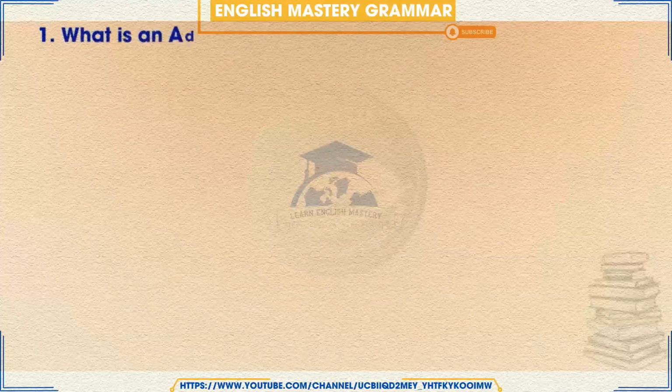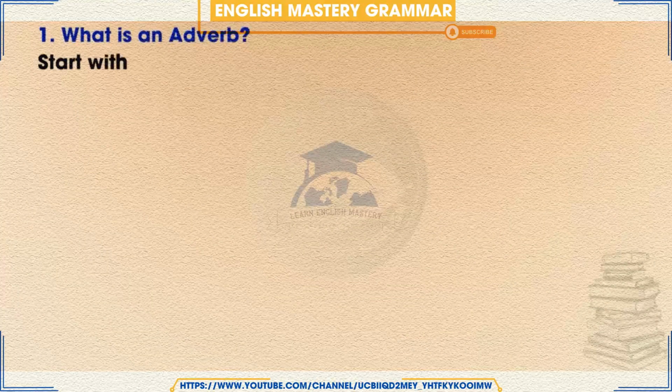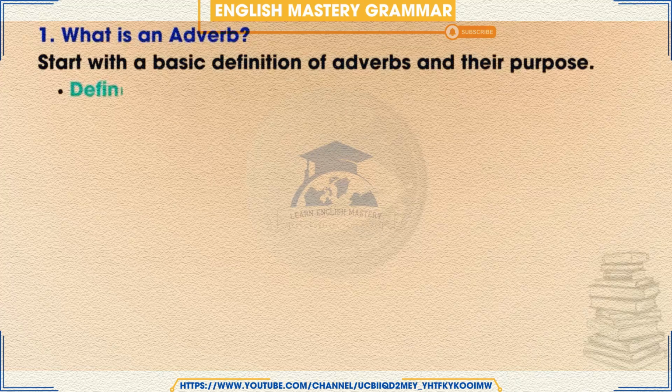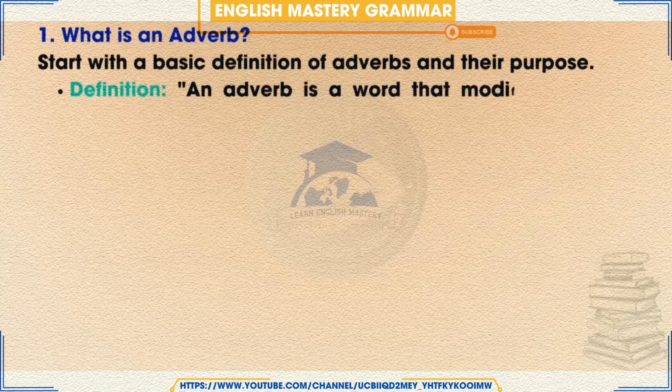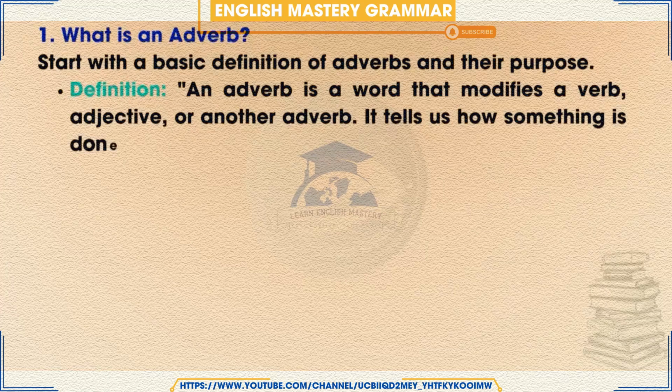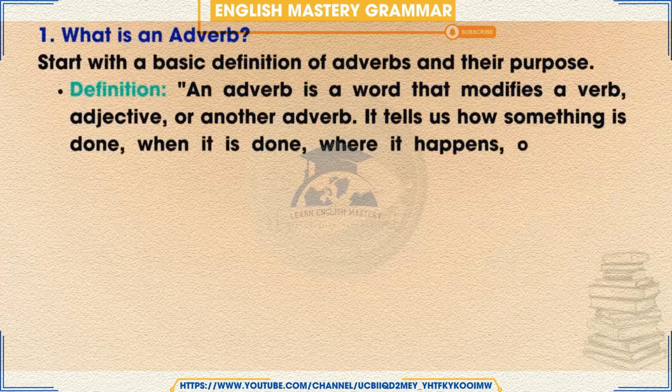One. What is an adverb? Start with a basic definition of adverbs and their purpose. Definition: an adverb is a word that modifies a verb, adjective, or another adverb. It tells us how something is done, when it is done, where it happens, or to what extent something occurs.